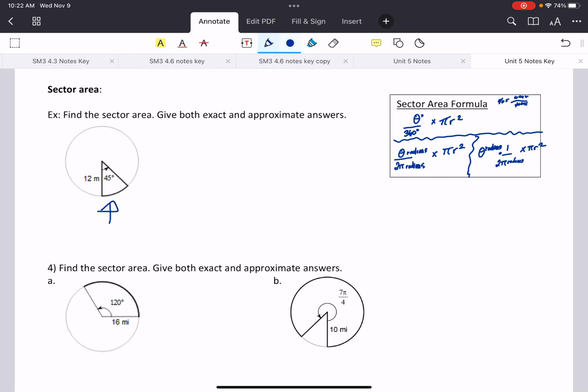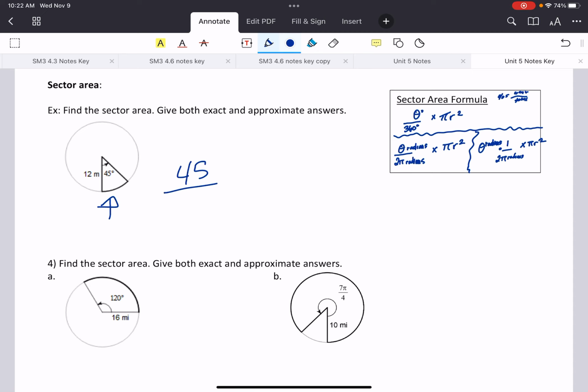What is the percentage fraction that we're going to use for this one? 45 over 360 times pi. What's r? Somebody else. What's r? It is the radius. AJ, what is the radius of this circle? That is the degree. The radius would be this number right here. Which is? What is that number? 12. 12 meters squared. Okay.